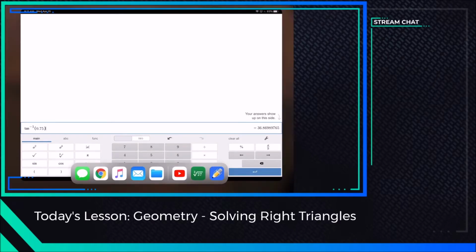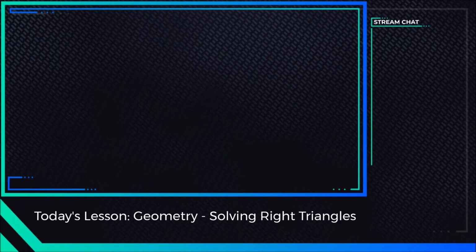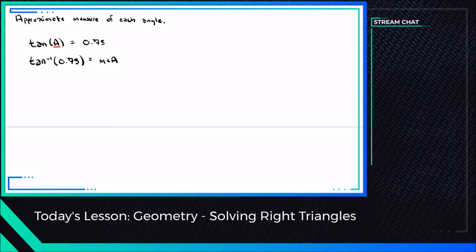You know, it goes on forever. So the inverse tangent of 0.75 is going to approximately equal 36.9 degrees. And now we can go through and do this for some other measurements. I don't want to go ahead and slow things down today.